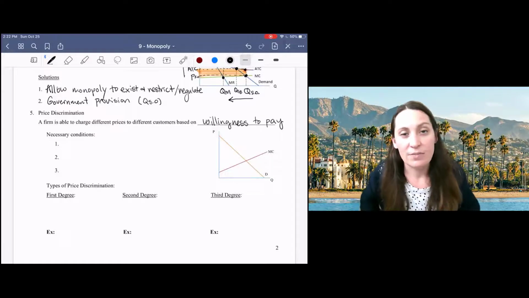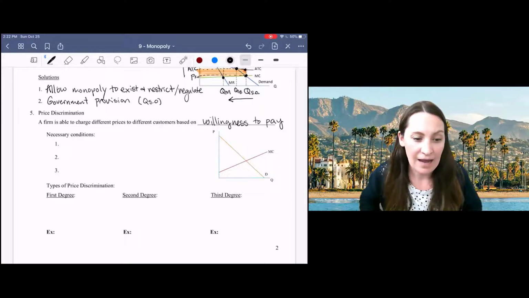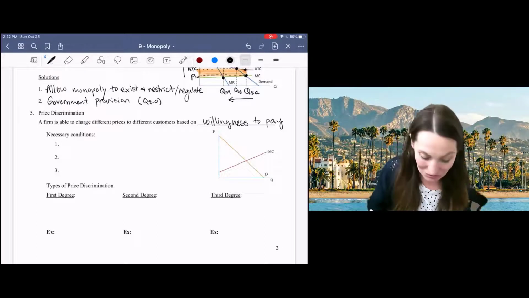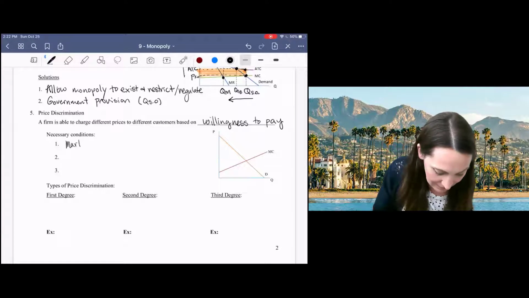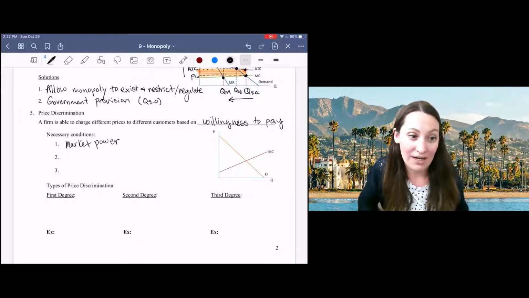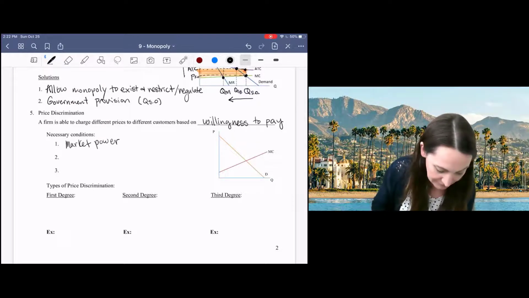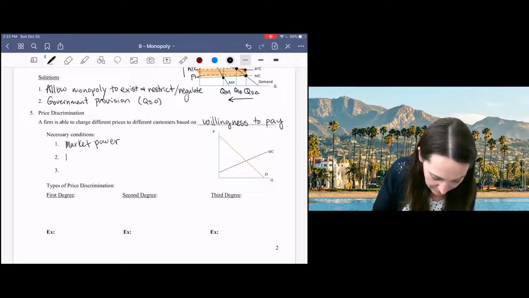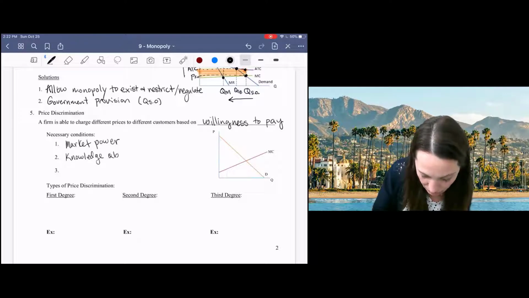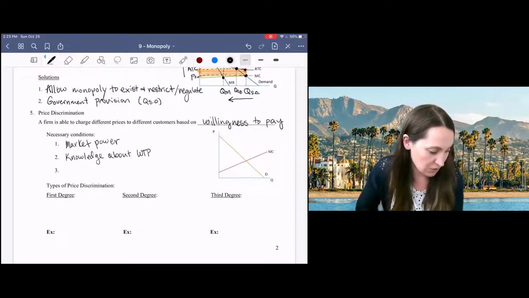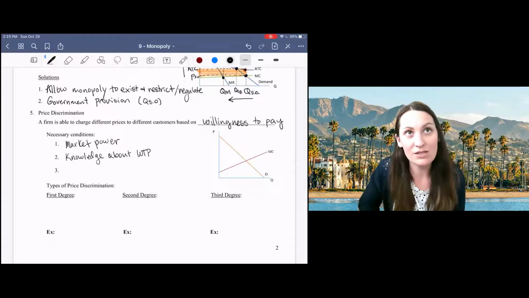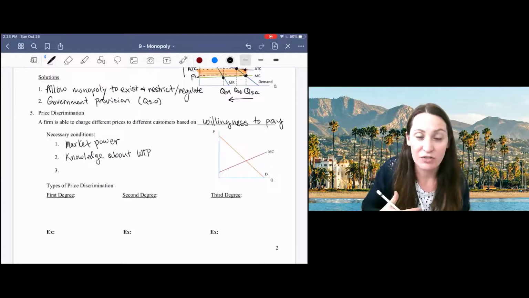In order for price discrimination to occur, we have to have market power. We have to have some control over the price. And we also have to know something about our customers' willingness to pay. So we have to have some knowledge related to this willingness to pay or the value of the product to different customers.